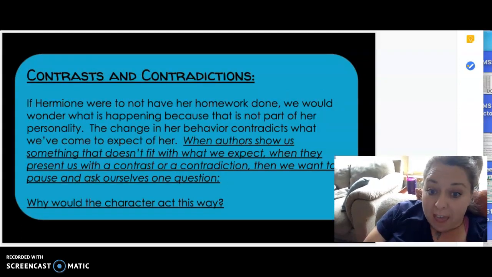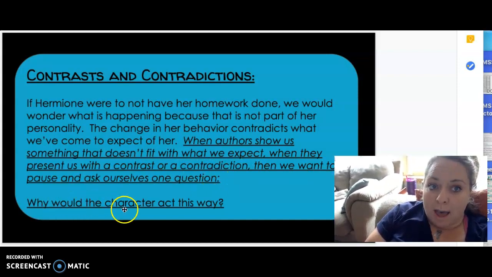So that is using the contrast and contradiction signpost. It says in here, if Hermione were to not have her homework done, we would wonder what is happening because that is not part of her personality. The change in her behavior contradicts what we've come to expect of her. When authors show us something that doesn't fit with what we expect, when they present us with a contrast or a contradiction, then we want to pause and ask ourselves one question. Why would the character act this way?